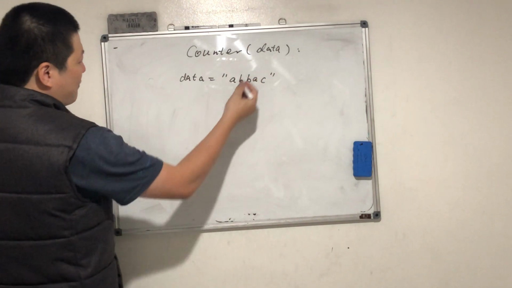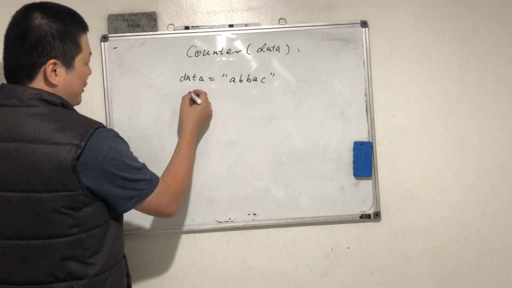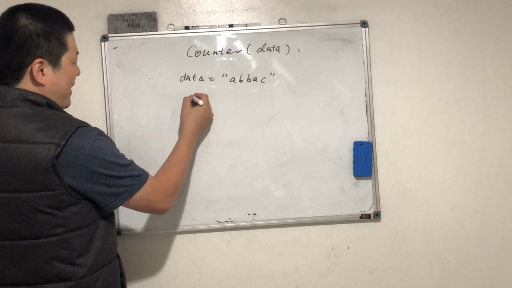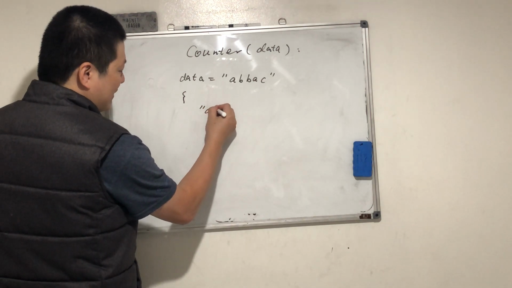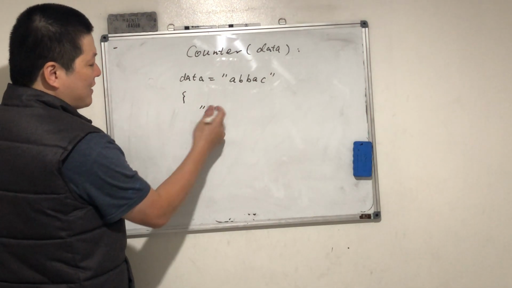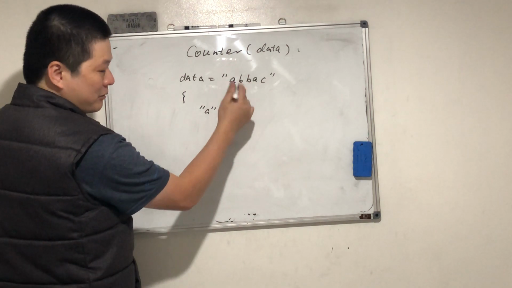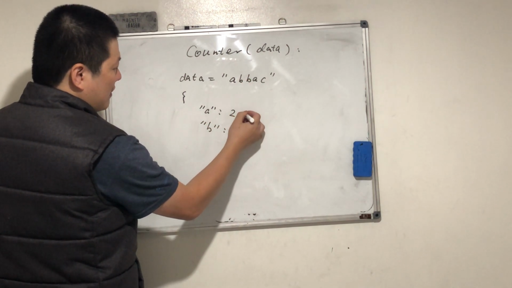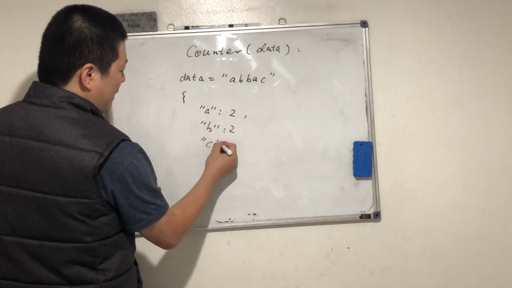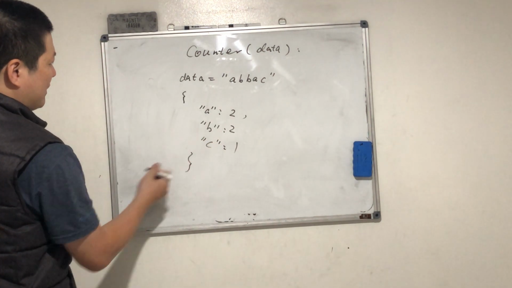So this Counter object will return a dictionary, which is a key value pair, with curly braces. A is the key, which is the unique item, and it shows how many times they appear. A appears two times, B appears two times, and C appears one time.